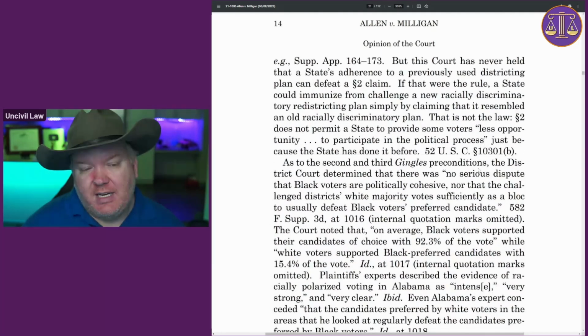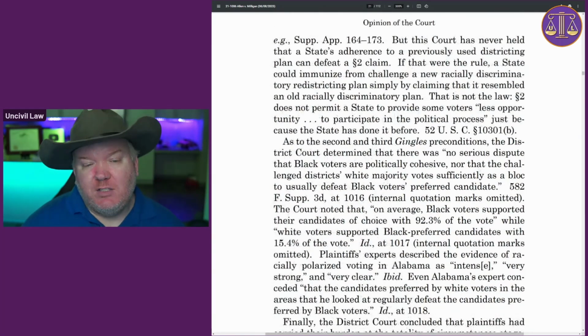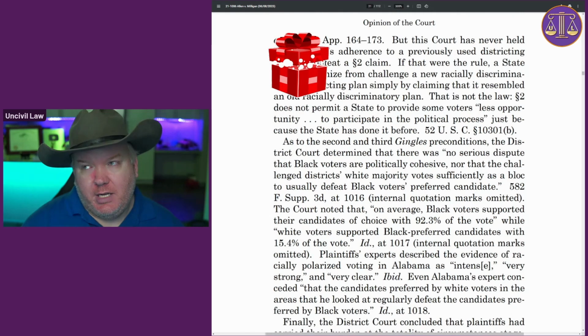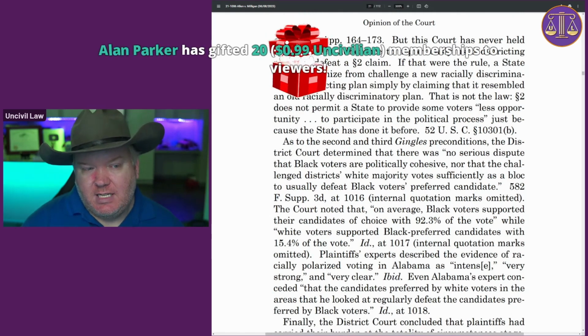But this court has never held that a state's adherence to a previously used districting map can defeat a Section 2 claim. So just because you are using a map that is based on the prior map doesn't mean that this is violative.